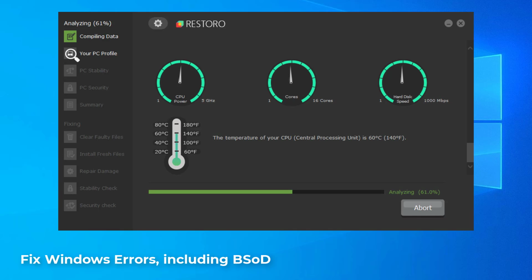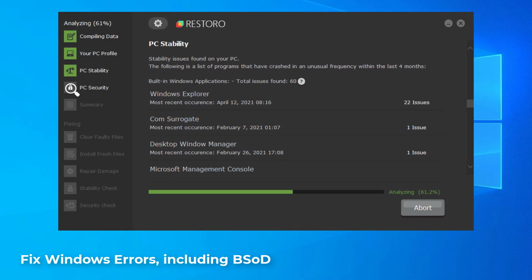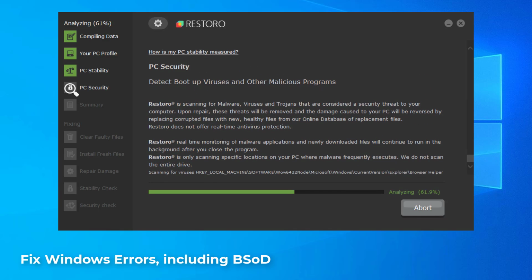Restoro can automatically identify damaged or faulty Windows system files and replace them with secure and healthy ones from its 25 million file database. Running a scan with such a program is a great idea when you notice that specific programs on your PC are constantly crashing or freezing. It can help to identify those error-causing components without the need to reinstall the whole operating system.